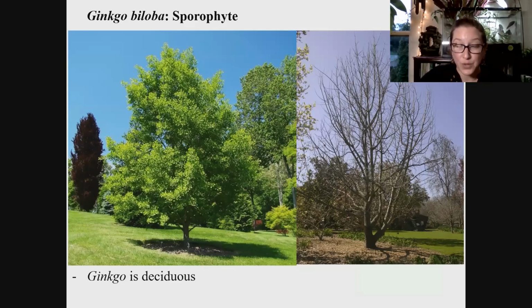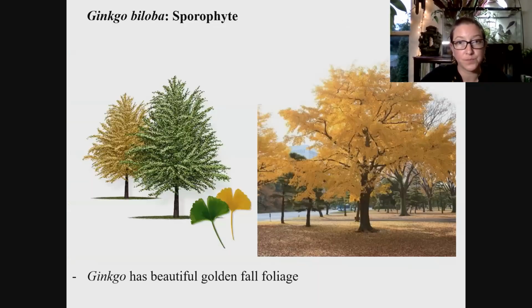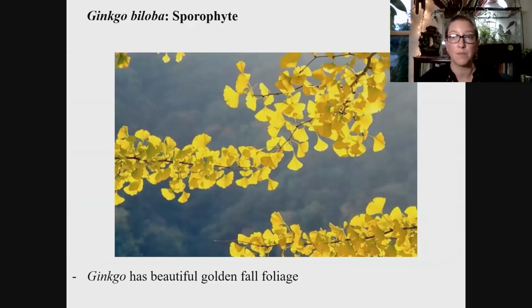Ginkgo is deciduous. That is a word that means the leaves fall off in the winter. Or actually they fall off in the fall. That's why it's called fall. So yeah, ginkgo is deciduous. The leaves fall off every year. And another reason why it's so popular as a street tree is because ginkgo has this beautiful golden foliage when the leaves start to fall off. See?